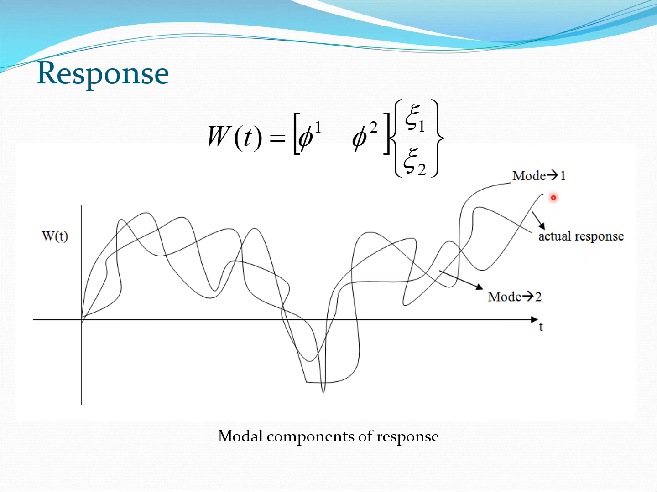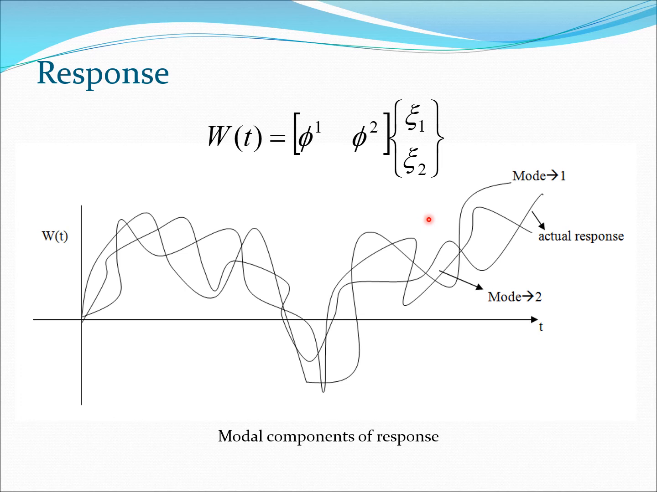A three mode solution would become very close to the actual response, and a four mode solution would exactly coincide with the actual response. You could also get the modal component of each response here. So the modal components would be xi1, xi2, xi3, xi4 if those are present. So essentially this lets you think about the dynamic system in a different space.